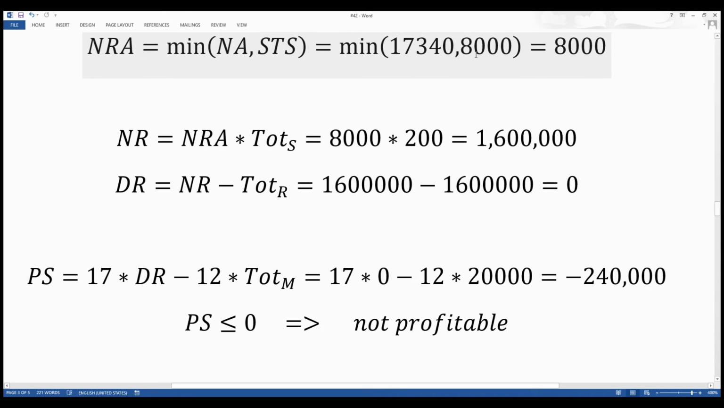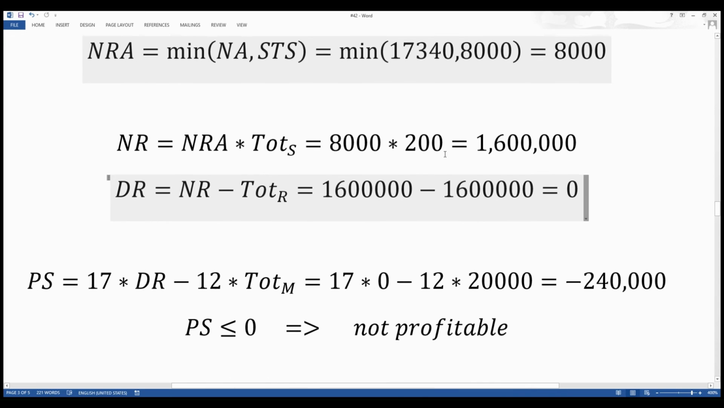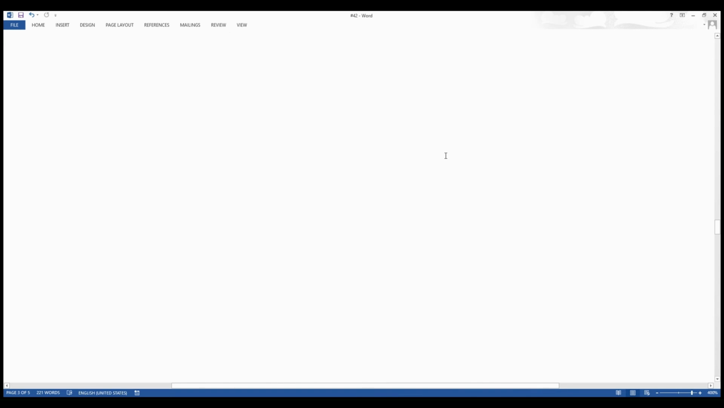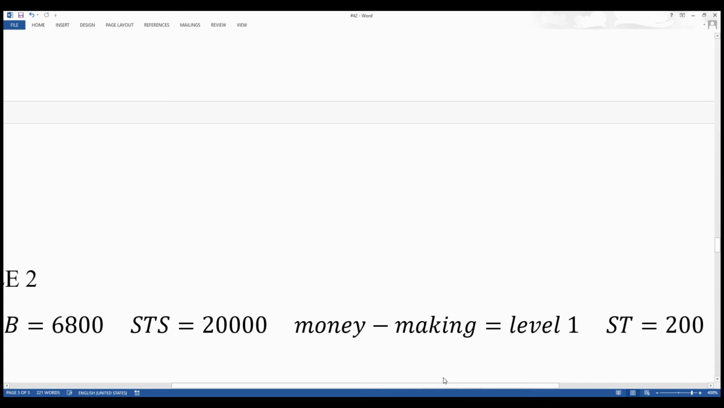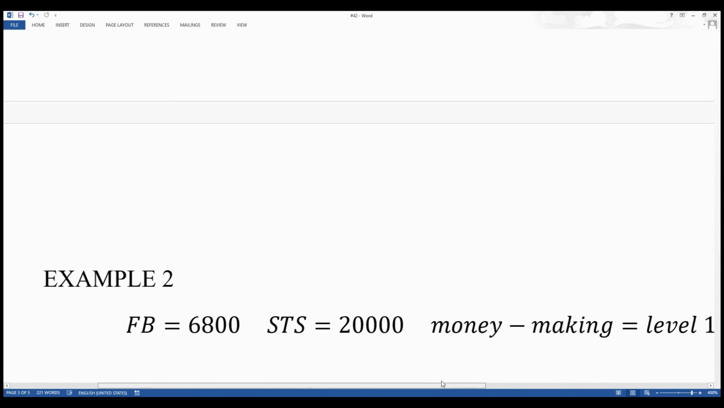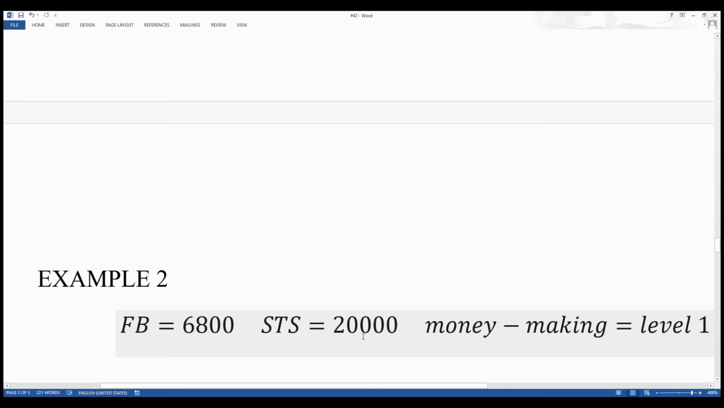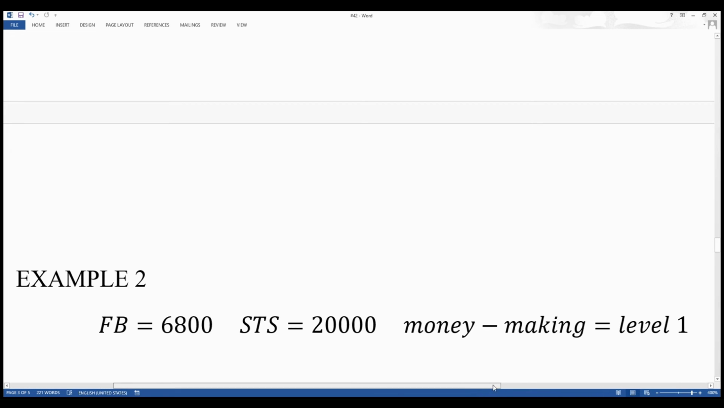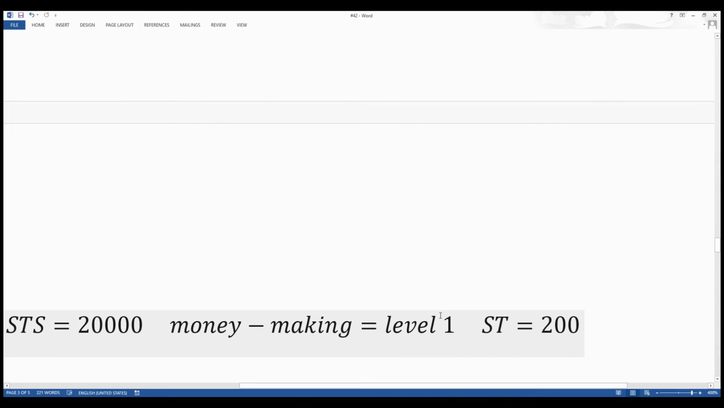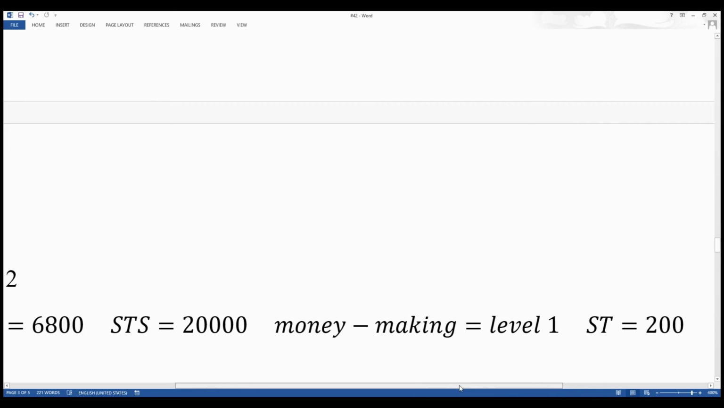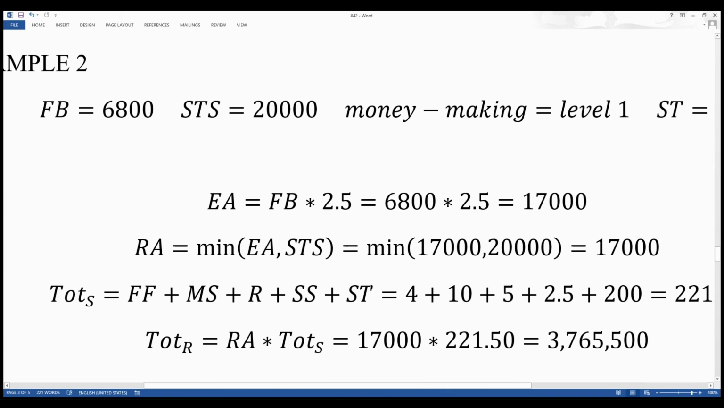Okay, then make this check again. Let me show you another example. Hopefully in this one we have some profitable situation. Let's see. Now I will still keep the fan base at the same size. The stadium I will increase. Now the stadium has 20,000 seats. And the money making facilities are at level 1. Okay? So let's make the calculations again.